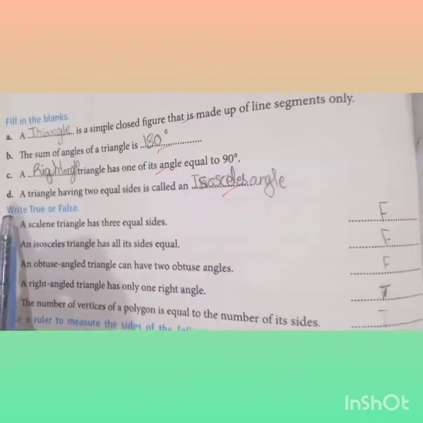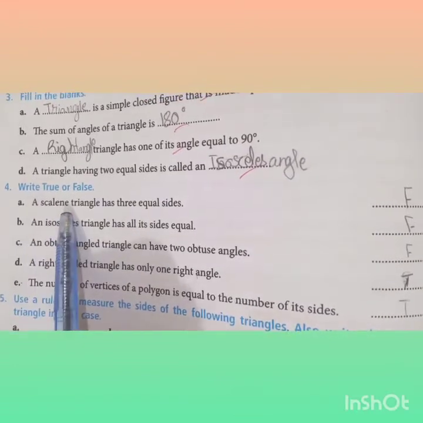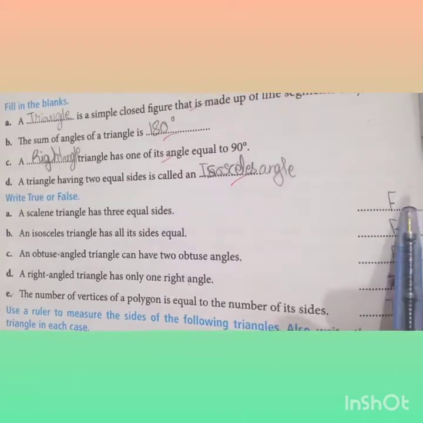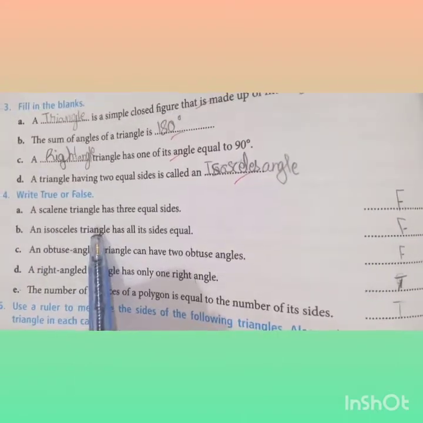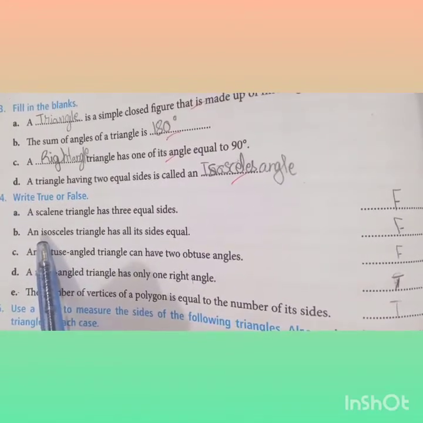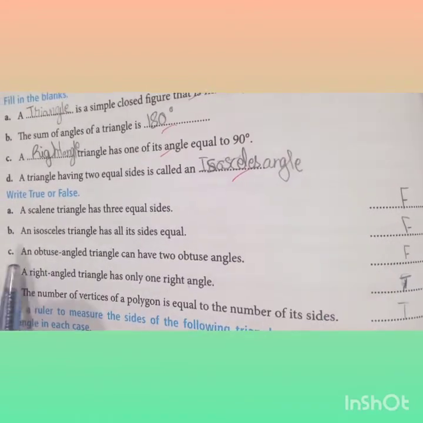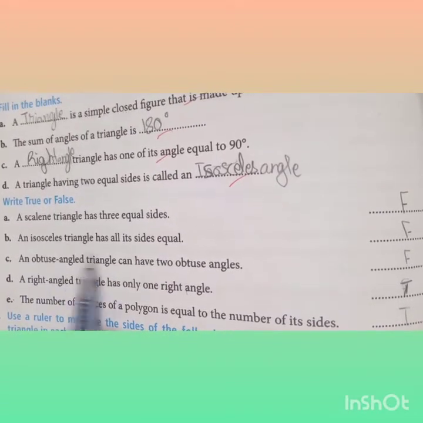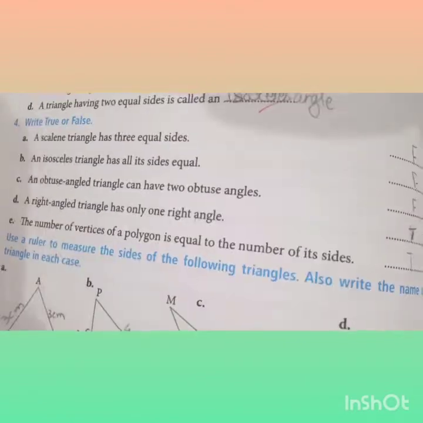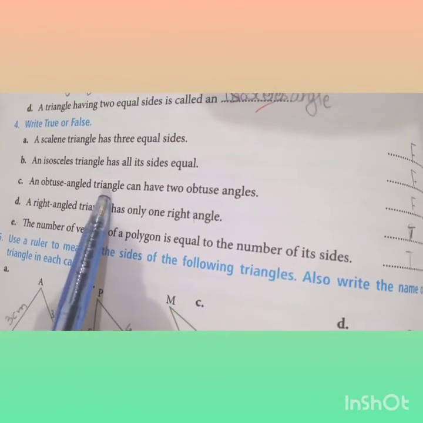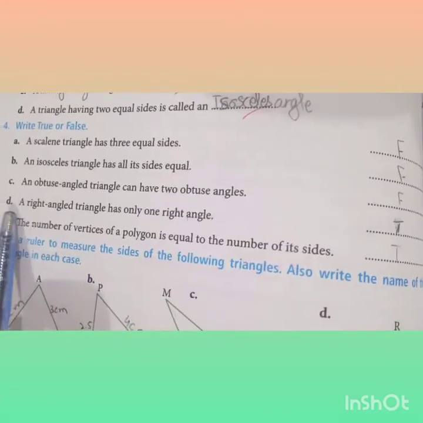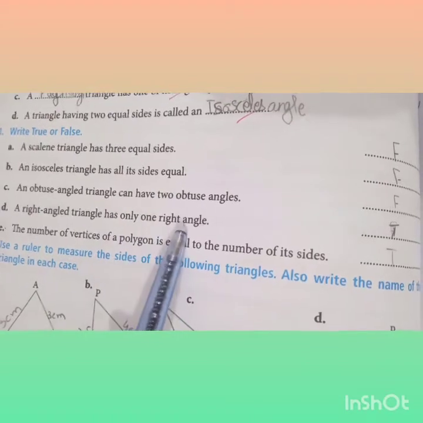Question number 4, write true or false. A scalene triangle has 3 equal sides. Scalene triangle has 3 equal sides? No, it's not. An isosceles triangle has all its sides equal. Isosceles triangle has all sides equal? No, it's false. C, an obtuse angle triangle can have 2 obtuse angles. An obtuse angle triangle can make 2 obtuse angles? No, it's false.